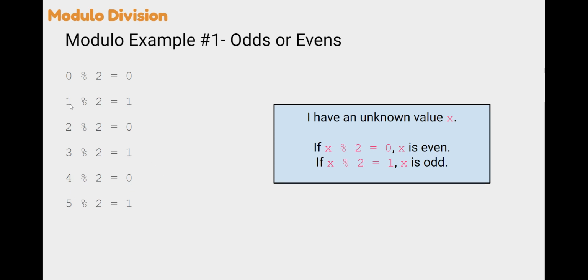When we look at our odd numbers, 1 mod 2 is equal to 1, 3 mod 2 is equal to 1, 5 mod 2 is equal to 1. Whenever we divide an odd number by 2, we're going to get a remainder of 1. Remember, when we're modding by 2, our only possible remainders are 0 and 1. So if we have an unknown value of x, if we mod that number by 2 and get a 0, we know x is even. If we mod that number by 2 and we get a 1, we know x is odd. That's the odds and evens use for modulo. If you don't know what the number is, you can determine if it's even or odd.